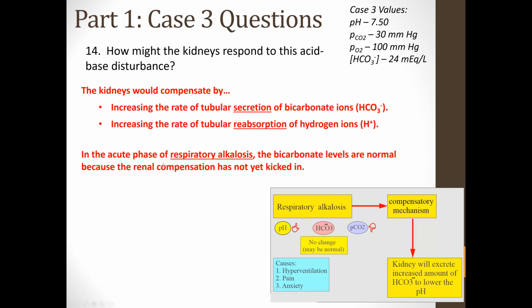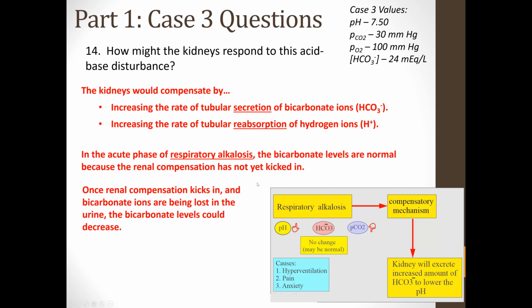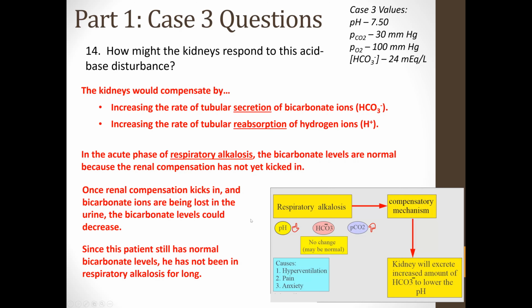In an acute phase of respiratory alkalosis, the bicarbonate levels are normal, like we see in this patient, because the renal compensation has not yet kicked in and gotten rid of enough bicarbonate to change the bicarbonate concentration. However, once renal compensation kicks in and the bicarbonate ions are lost in the urine, you could see a decrease in bicarbonate levels. So since this patient still has normal bicarbonate levels, he has not been in respiratory alkalosis for too long.